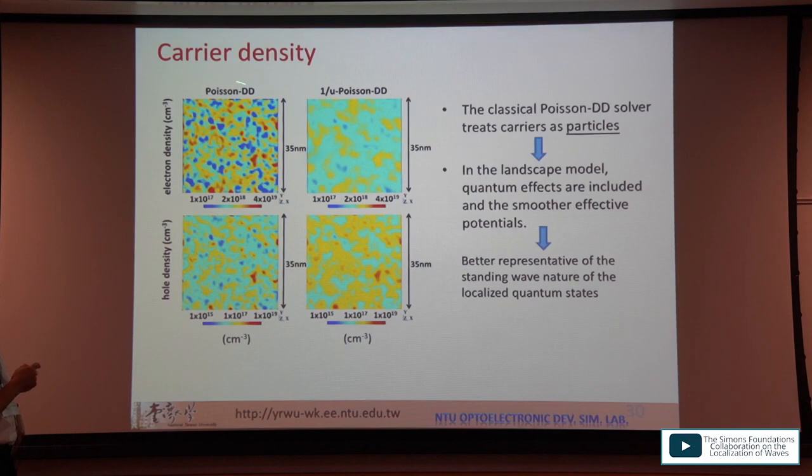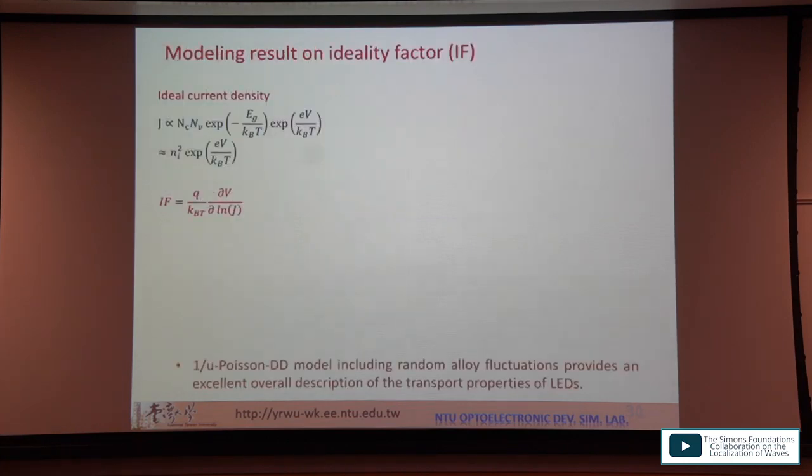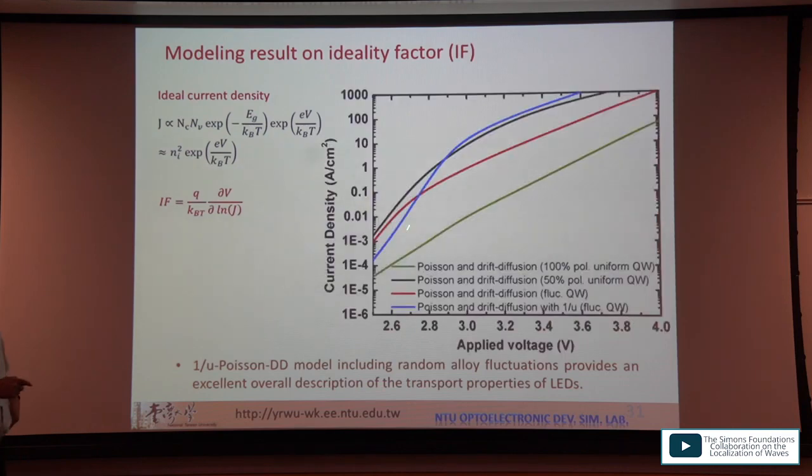This is the carrier density solved. If you just solve Poisson drift diffusion without the landscape, it's like a particle model, so the carrier density spreads very, very fast. But if you consider wave properties, then it's more like a normal wave dispersion in the lateral direction.